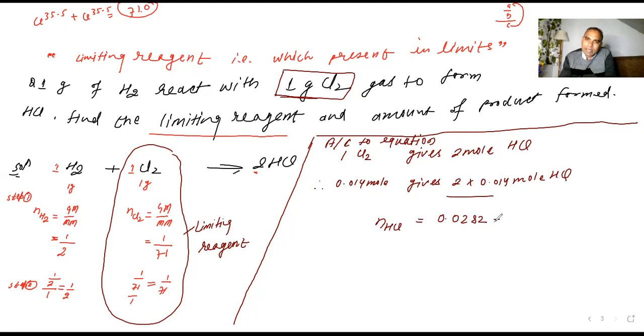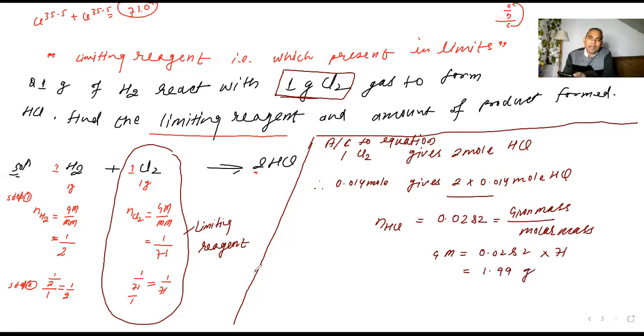So number of mole means given mass upon molar mass. Here you see given mass they are asking, so you can cross multiply. 0.0282 multiplied by 71. Why 71? Wouldn't the molar mass also be 71 plus 2, because HCl is 1 plus 1? So it is coming 1.99 gram.